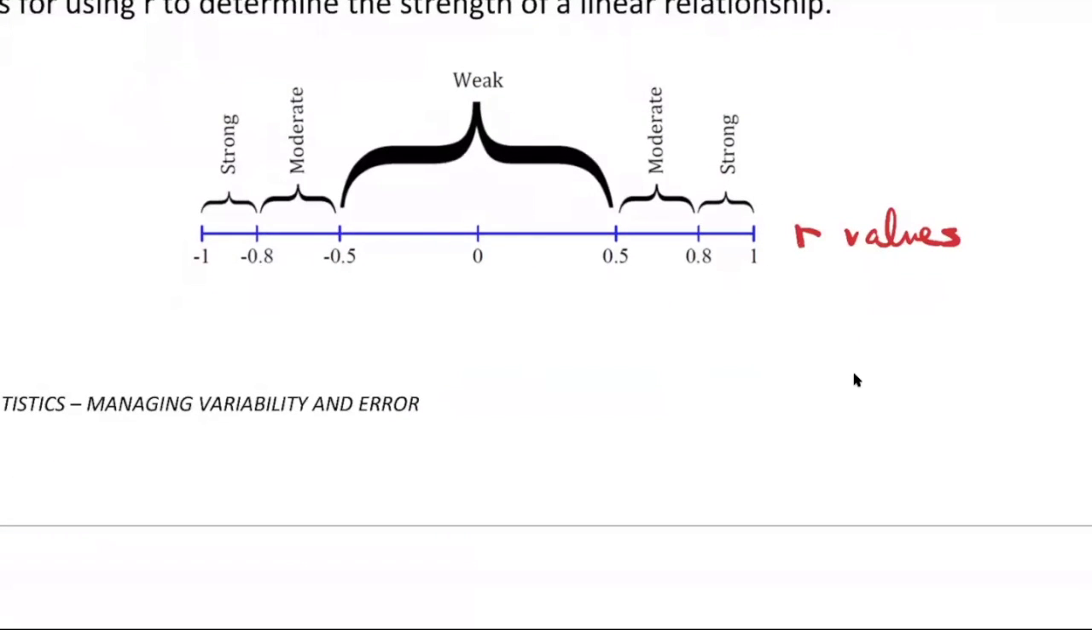0.8 to 1 is strong on either side. 0.5 to 0.8 is moderate on either side. And then between -0.5 and +0.5, those are weak. And then at 0, there's no relationship. How about no linear relationship? But there may be a nonlinear one.